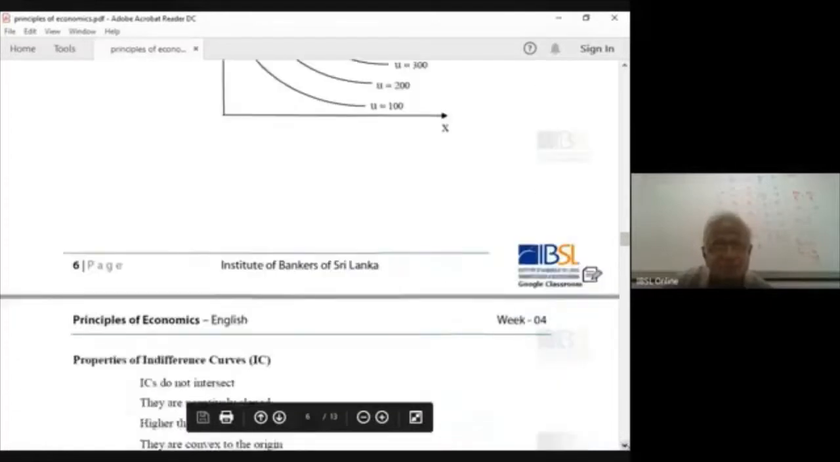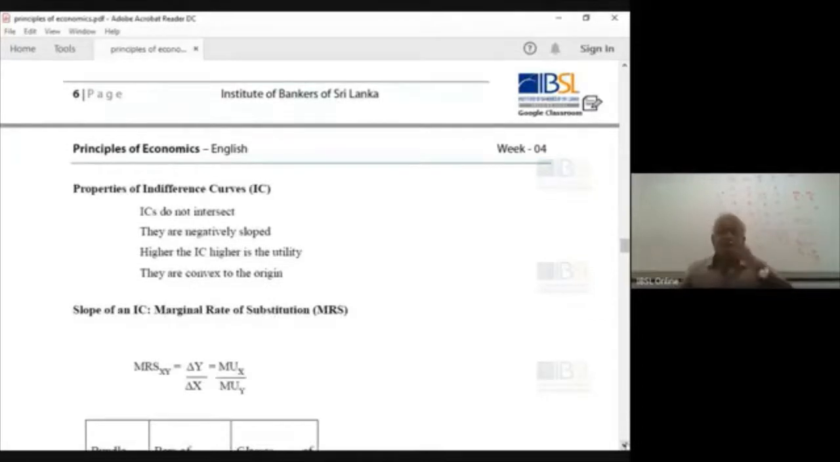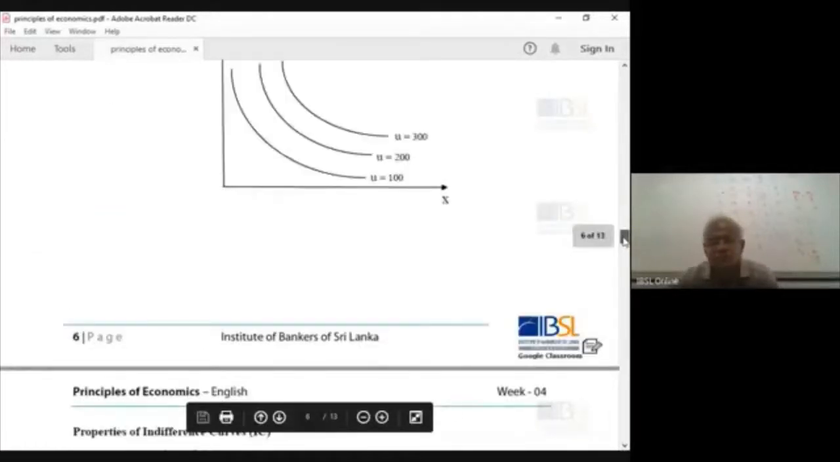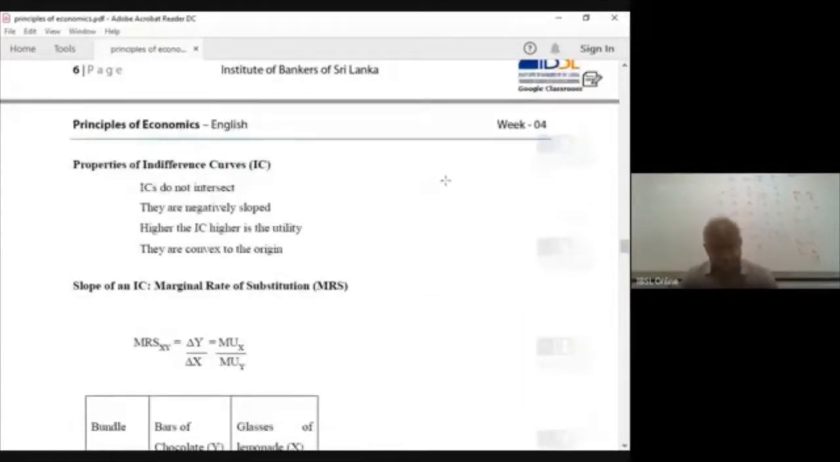properties of the indifference curve. Number one, indifference curves do not intersect. They do not cross. Very important property. Remember, all these four properties can be proved using our basic assumptions of the consumer's preference: transitivity, completeness, and more is preferred to less. We can prove all these properties of the indifference curve.